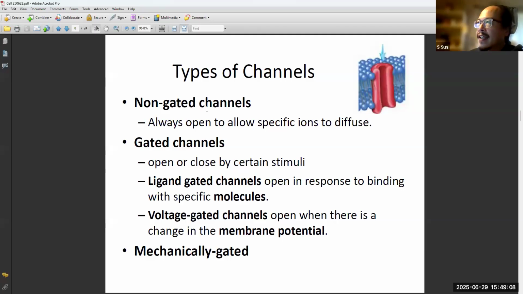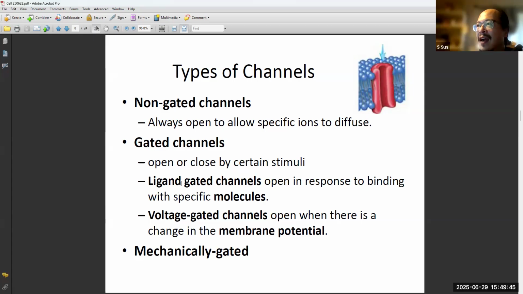So we can have non-gated channels. It's always open, like that. It could be a gated channel. Now with the gated channel, it's closed until something happens. So you've got to have a key to open it. It's not always open; you have to apply a key. Now, what are the keys? There are 3 types of keys.